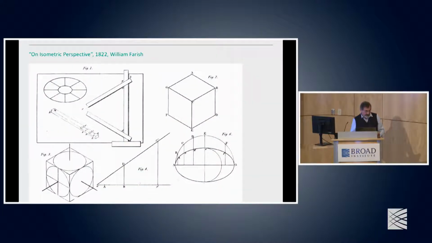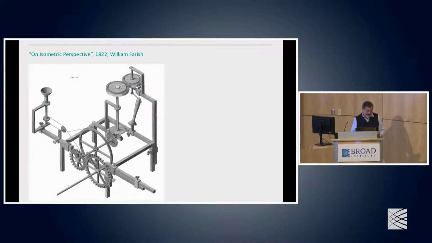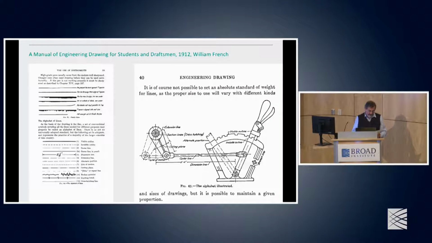In England, William Farish introduced isometric drawing as a simple method for drawing machine parts. The 3 tools that you see there on the upper left are all that anyone needs to make the drawings. Farish explained how to combine proportional elements that show how gears and other machine parts fit together. Engineering or mechanical drawing developed a rich visual vocabulary of lines, projections, and symbols by the early 20th century. The alphabet of lines described in William French's manual could be combined to make any number of machines.